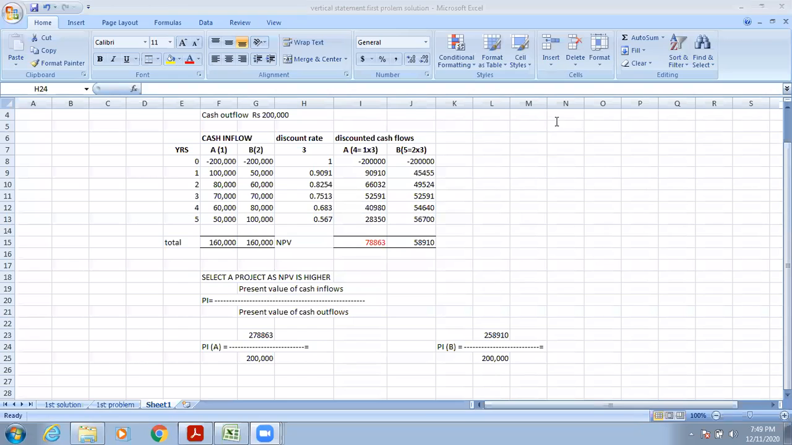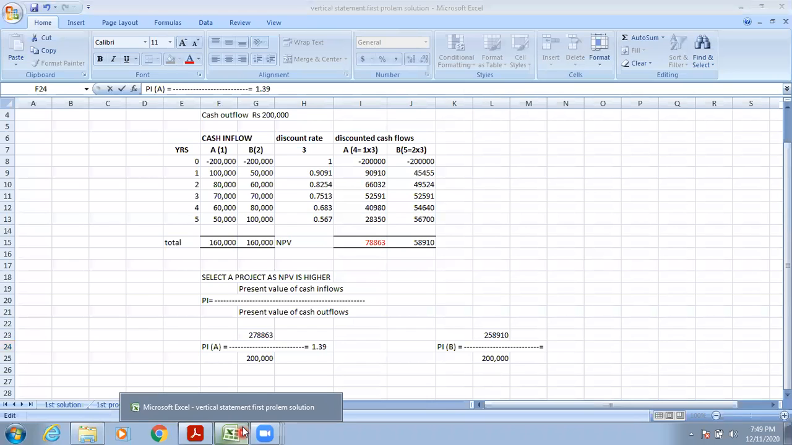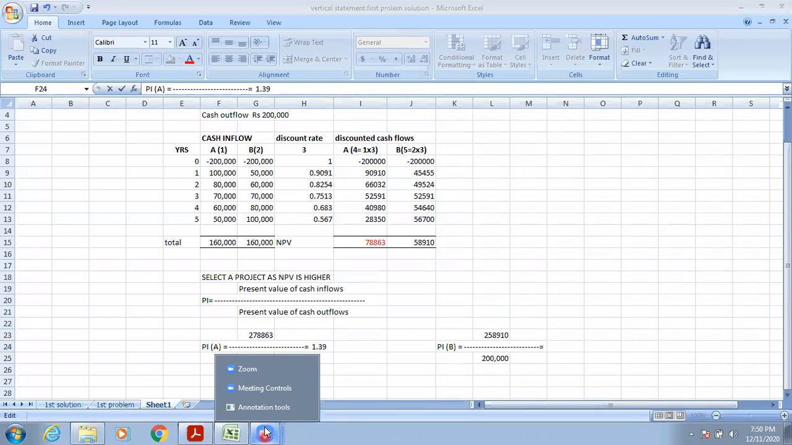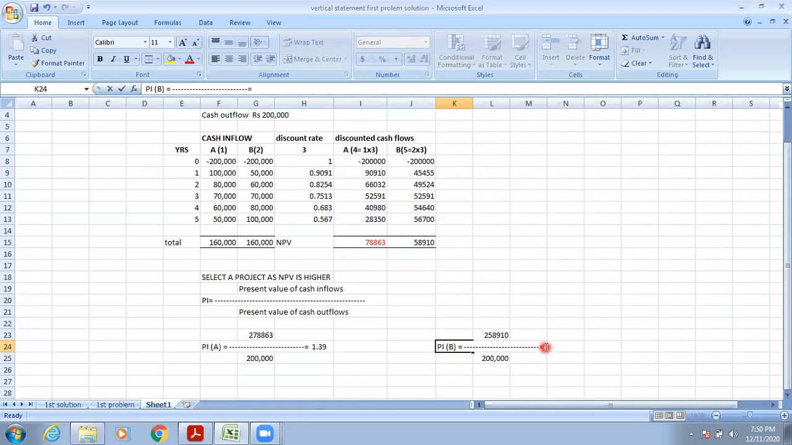Okay, very good, Rajeshri. It is 1.39. For A, right? It is A, right? For B, tell me for B project. 1.29. Okay. Very good. It is 1.20. Very good.